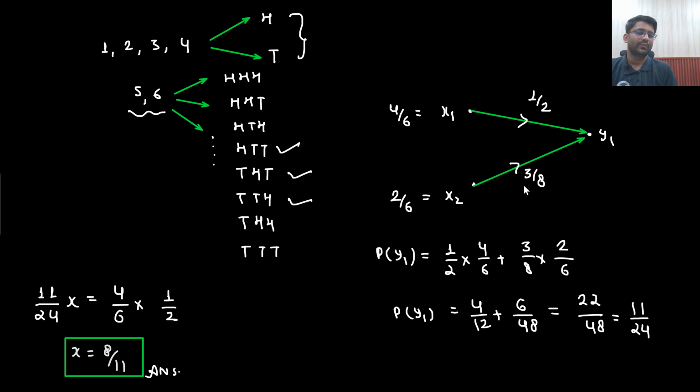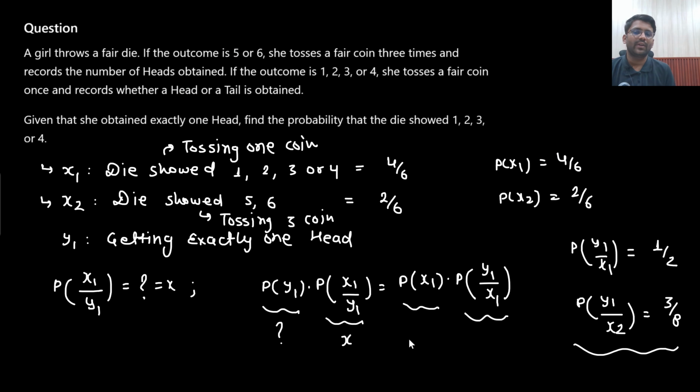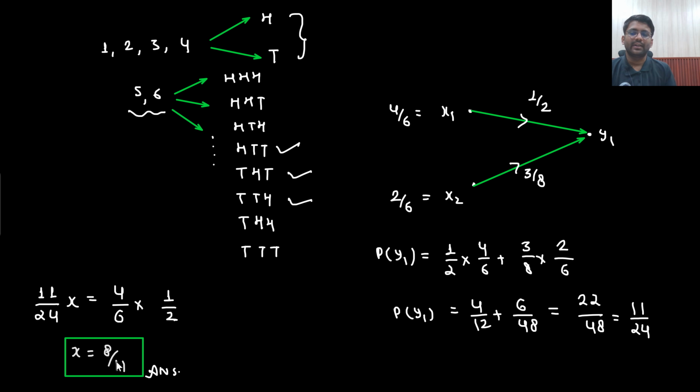That will be 3 by 8. So 1 by 2, 3 by 8 here. This flow diagram, you will be able to find out the probability of getting exactly one head. Now, what you are supposed to find out is: it is given that she has obtained exactly one head. What is the probability that the die showed 1, 2, 3 or 4? So what is the probability that we have found out? 8 by 11.